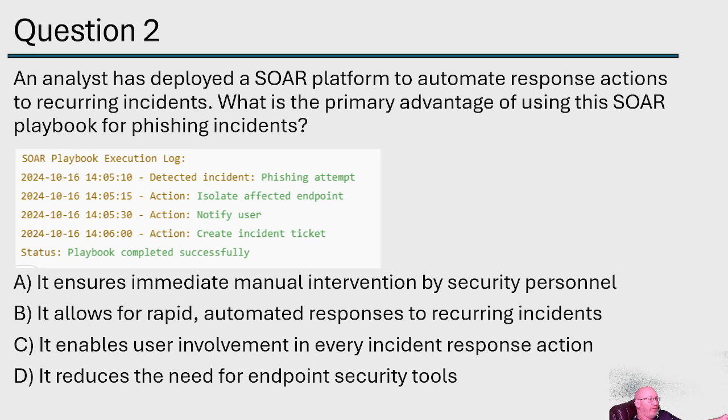What is the primary advantage of using a SOAR playbook for phishing incidents? On our playbook, we can see detection incident: phishing attempt. We can isolate the affected endpoint. We can action notify the user, action create incident ticket, and then status: playbook completed successfully. And so we see this SOAR, this automated process, coming into play.